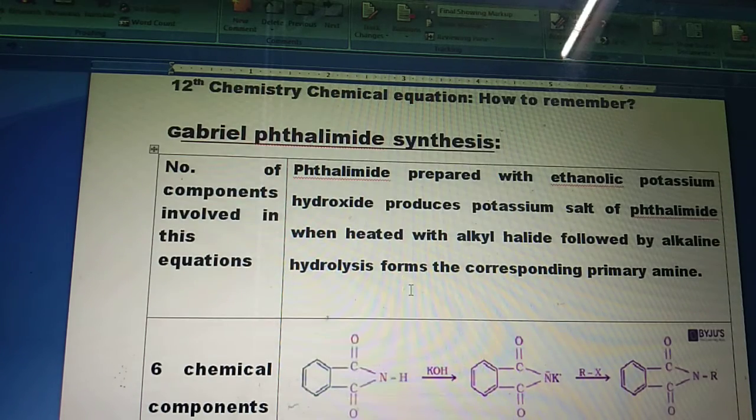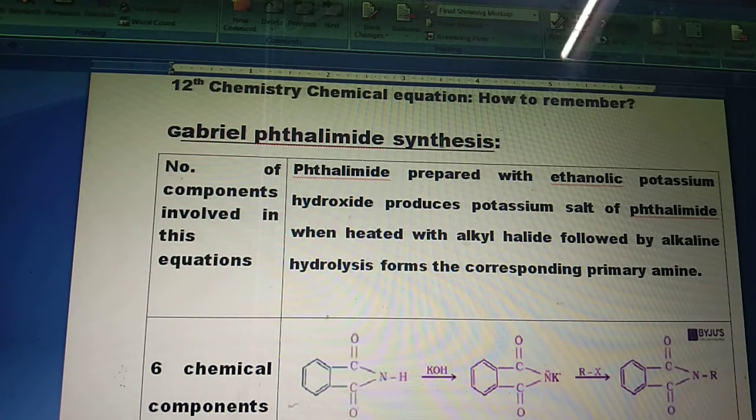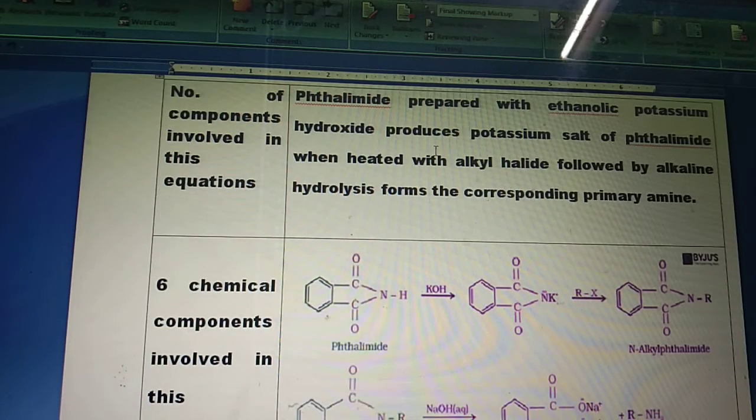So here, Gabriel phthalimide synthesis, you have to write the question. For this question there are 2 steps. Step 1 contains phthalimide treated with ethanolic potassium hydroxide, which produces the salt. Step 2 contains the 6 components of the equation that you write and see. Once you write this you will get full marks. Similarly you have to prepare for physics and chemistry. Similarly you can take accountancy.